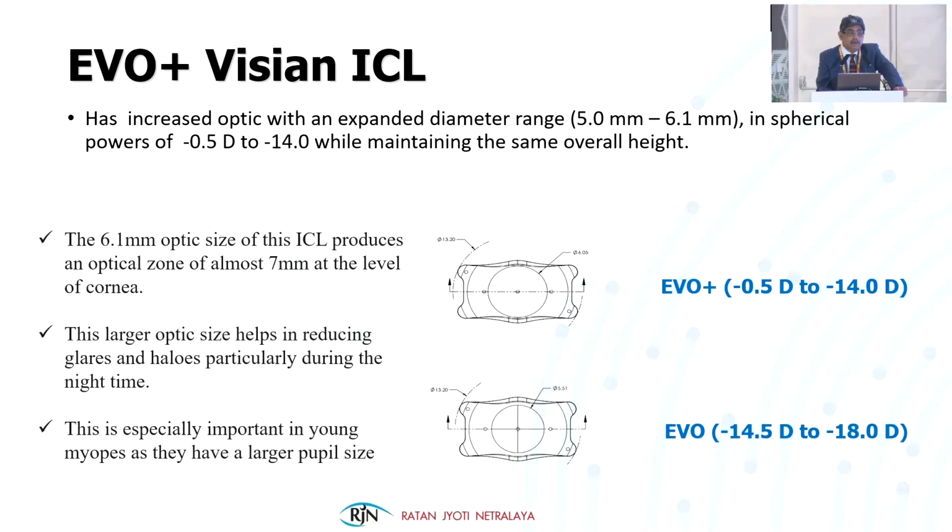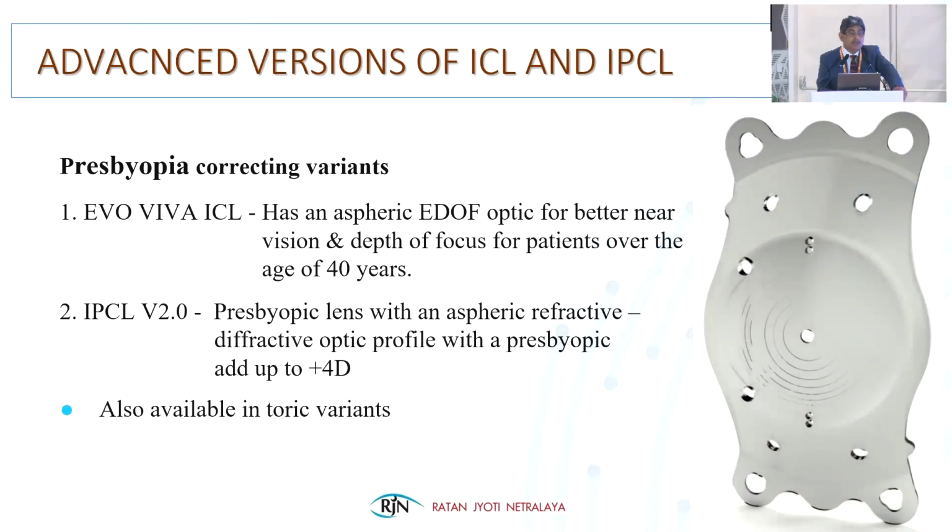This new generation ICL, which I said is a gold standard, has a central optic zone of 5 to 6.5 millimeter. In the range of 0.5 to minus 14 diopters, the central zone is 6.1 millimeter, and above that, it is a 5 millimeter optic zone. This large optic helps in reducing glare and halos, particularly during night time, and this is especially important in young males who do night driving.